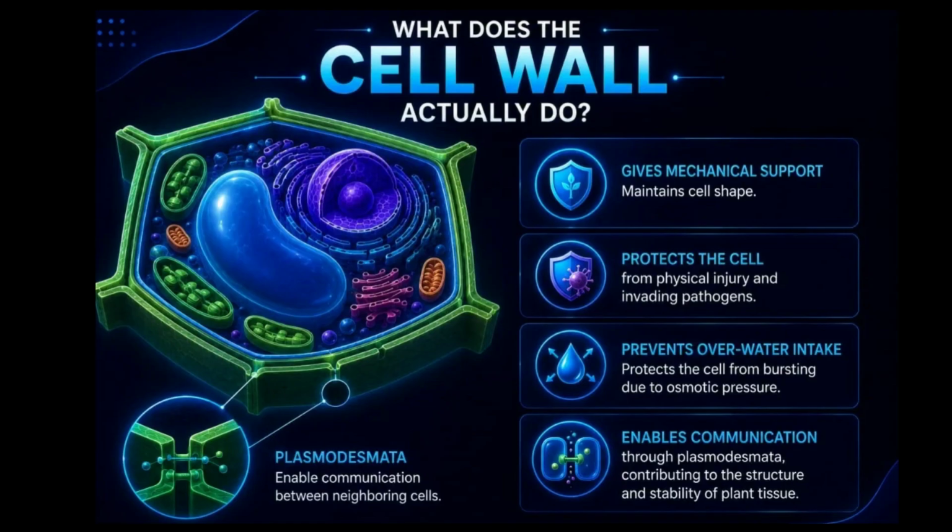What does a cell wall actually do? It gives the cell mechanical support and helps maintain its shape. It protects the cell from physical injury and invading pathogens. It prevents the cell from taking in too much water, protecting it from bursting due to osmotic pressure. And through those channels called plasmodesmata we just talked about, it enables communication between neighboring cells. So far, we have explored the cell wall, the tough outer layer that gives the cell its shape, support, and protection.